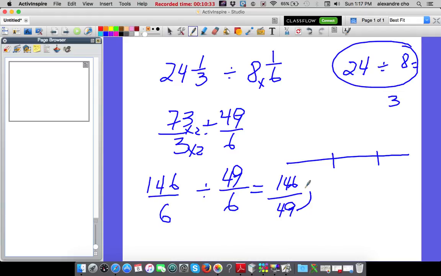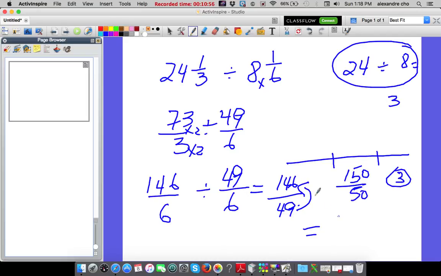How many times can 49 go into 146? It's going to be about 3. Not exactly 3, but very close to 3, 2 and something. Because we want an estimate, 146 can be replaced by 150, and 49 can be replaced by 50. How many times can 50 go into 150?